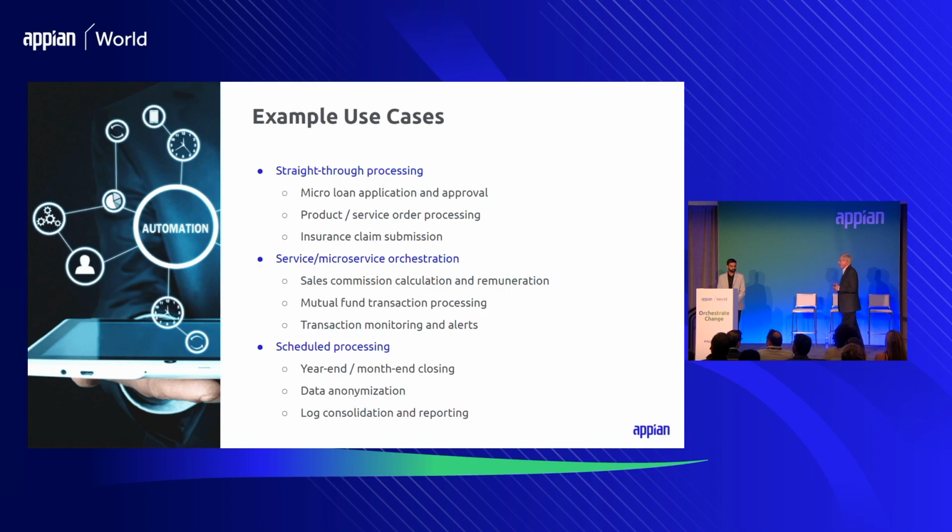As I mentioned before, these types of use cases are not constrained to the financial services industry. We talked about loan processing under this heading of straight-through processing, but in addition, think of product or service ordering. Again, an increase in traffic requires increased scalability. Service or microservice orchestration, but also scheduled processing. You might have periods at which your processing needs increase, whether that's month-end or year-end processing. So what we're really looking at is this need for variability of processing capacity based on demand.